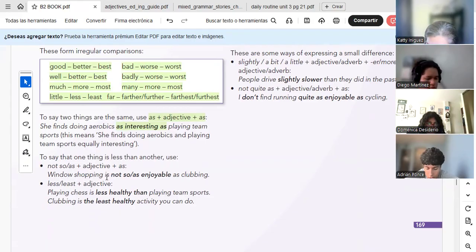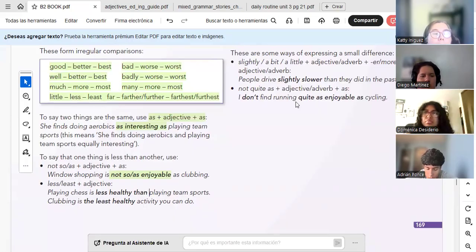To say that one thing is less than another, use not, so or as, plus adjective, plus as. Window shopping is not so or as enjoyable as clubbing. We use the verb to be in the negative plus so or as plus adjective plus as. So in the first part, we have two possibilities. We can use so or as, and at the end, we need to use as. Less or least plus adjective. Playing chess is less healthy than team sports. This is a comparative. Less, menos saludable que jugar un deporte. Clubbing is the least healthy activity you can do.